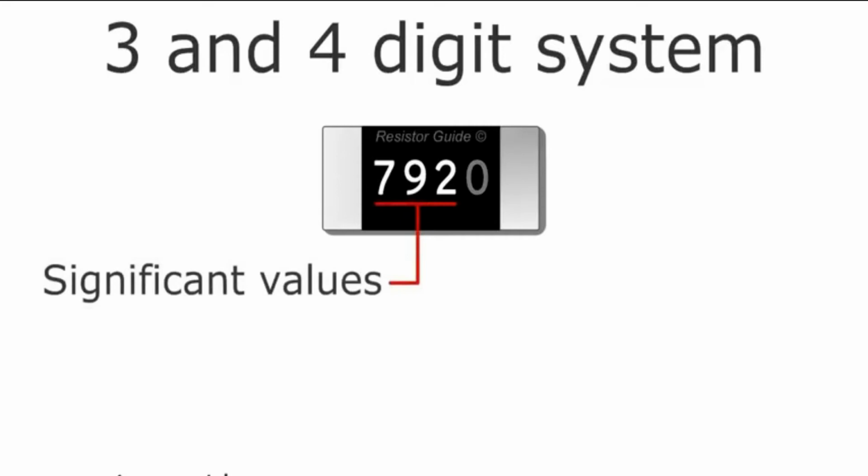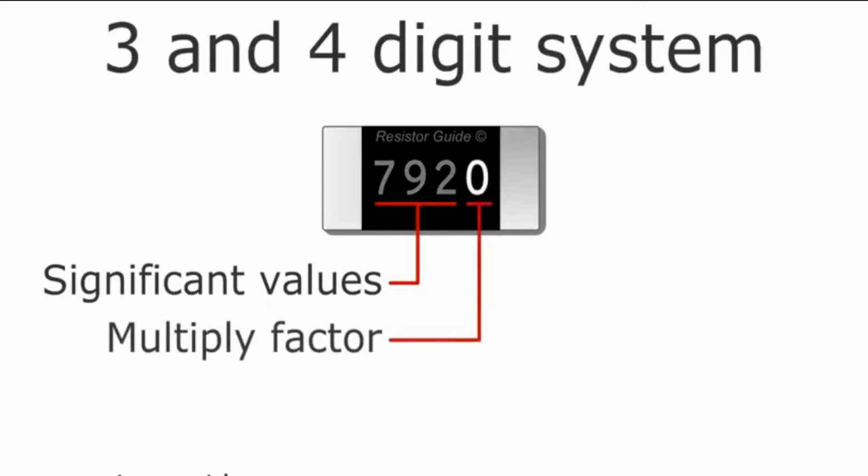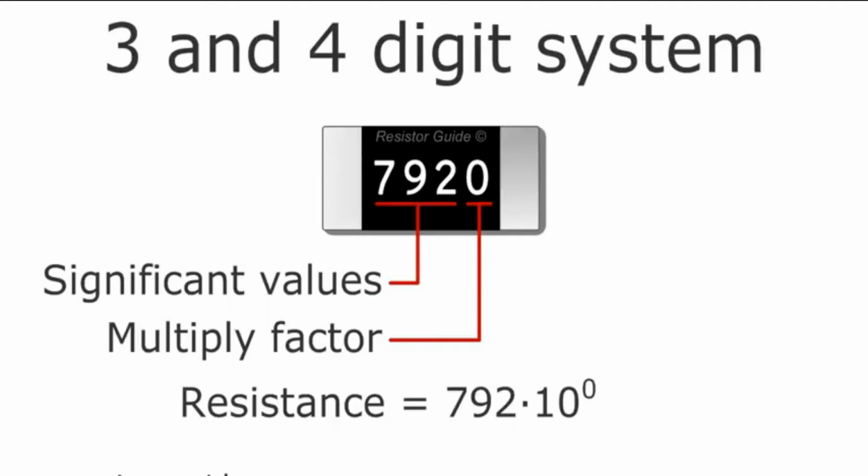Now we consider a 4-digit code. Here the first 3 digits represent the significant values of the resistance. This code is used for more accurate resistors. The 4th digit is the multiply factor. For this example, the resistance is 792 times 10 to the power of 0, which results in 792 ohms.